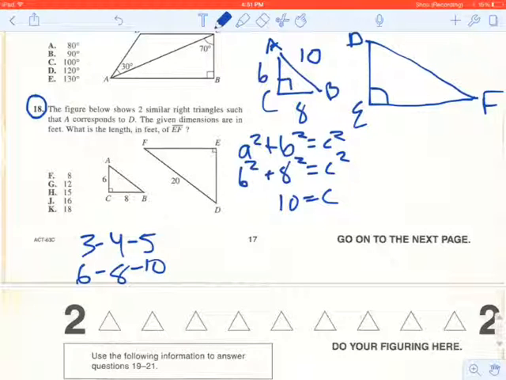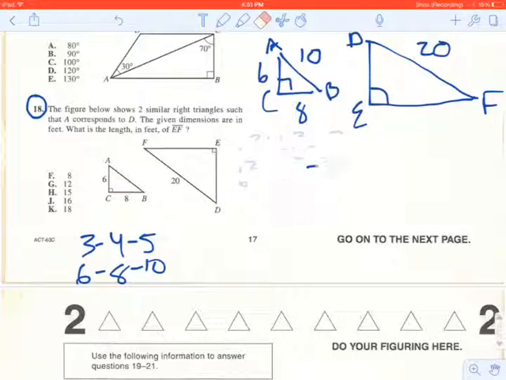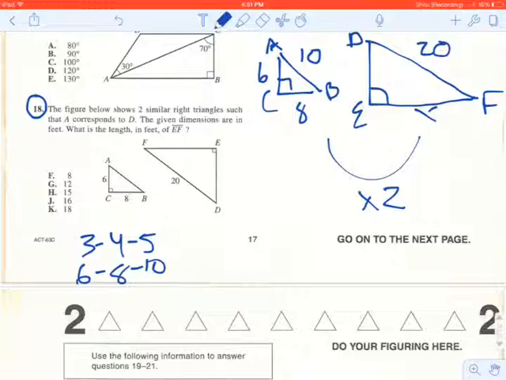So anyway, if we know that this is true, and we also know that the hypotenuse on our other triangle here is 20, well, we can see that in order to get from one triangle to the other, you just multiply by 2, right? To get from 10 to 20, we multiply by 2, and that's going to be true for any other side. So if we're solving for EF, in order to get from 8 to x, we multiply by 2, so 8 times 2 is 16. So that will be 16 here.